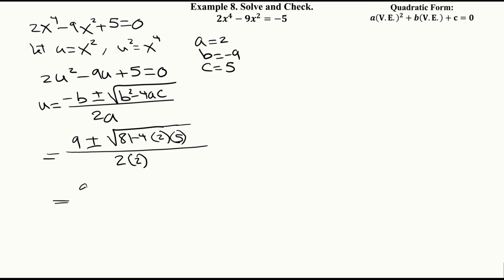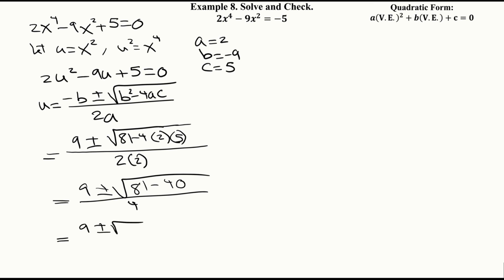So we end up with 9 plus or minus the square root of 81 minus, that'll be 20 times 2, which is 40, over 4, which is going to be 9 plus or minus the square root of 41 over 4.